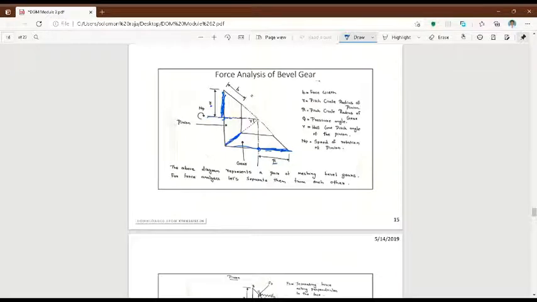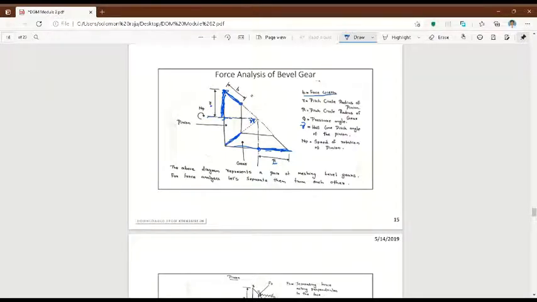Phi means pressure angle, gamma means half cone pitch angle. This angle is gamma, the half cone pitch angle. This distance, the base, is called the face width.